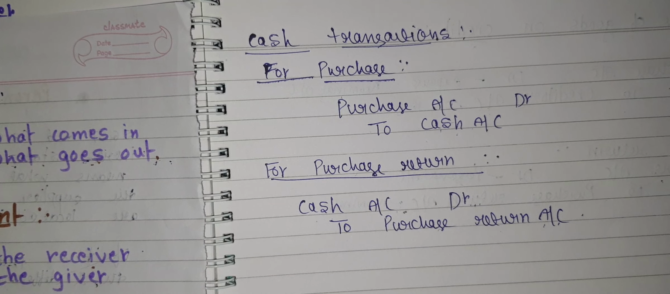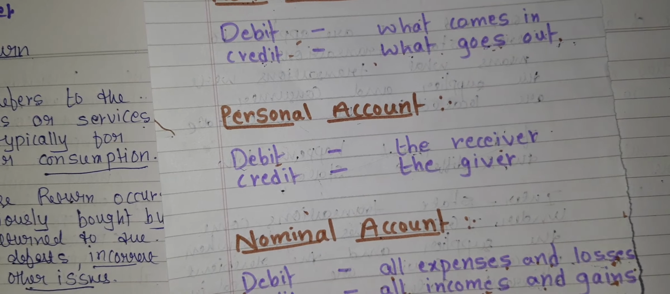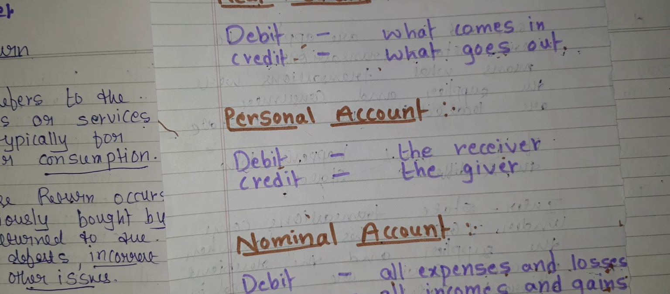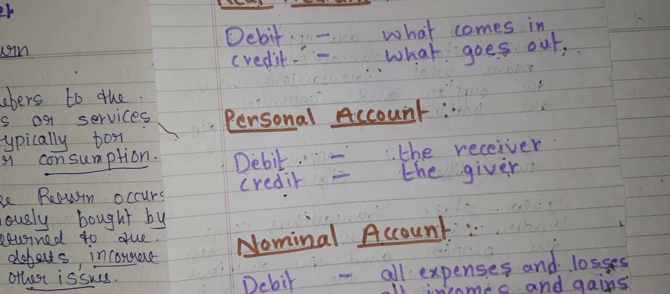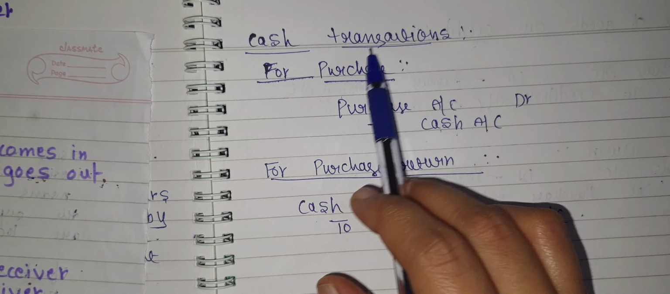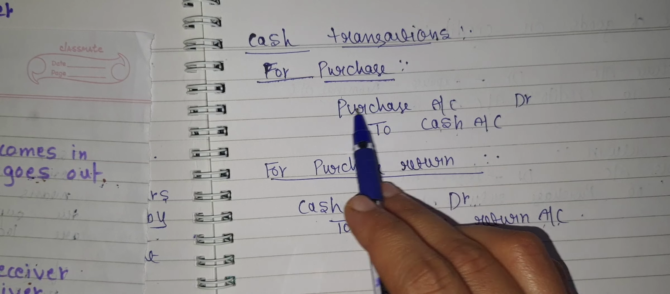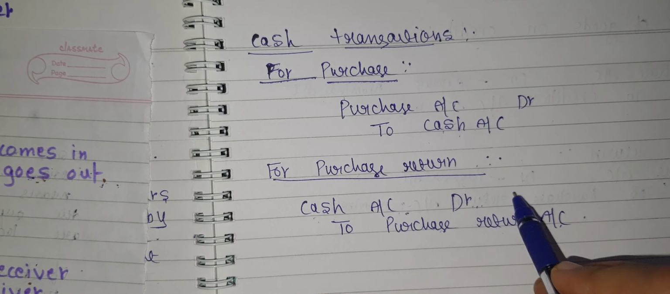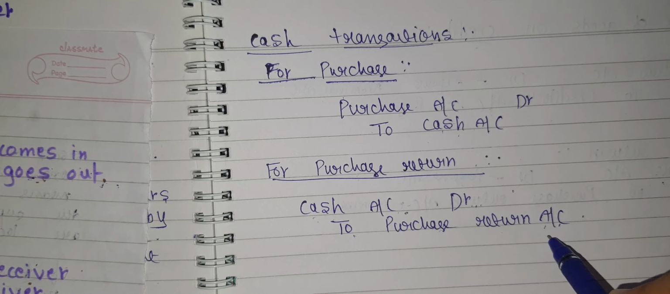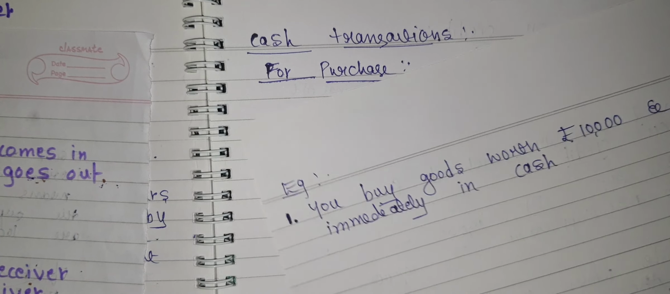Purchase return falls under nominal account. The rule is credit all incomes and gains. Okay, this is the journal entry under cash transactions. For purchase, purchase account debtor to cash account, and for purchase return, cash account debtor to purchase return account. Now we will see the examples here.